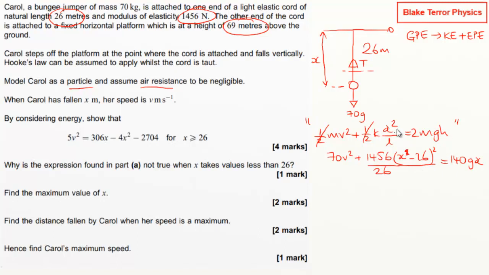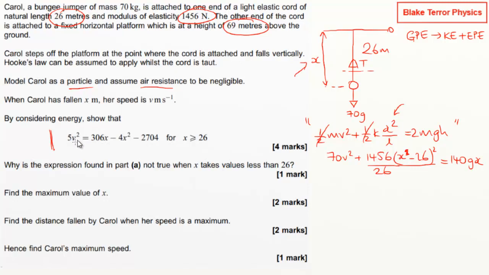So we need to be clear between the x that we've used here, which is the extension, so in inverted commas, and the x, which is the distance that the woman has actually dropped from the platform, which is this x here. So we just need to be clear about the difference between those when we're filling everything in. And that's fine now because we've used that x minus 26 in the bracket here. That's the extension. And then this x on the right hand side is also the same x. So that's all fine. We can use the equation that we're trying to show as a guide.